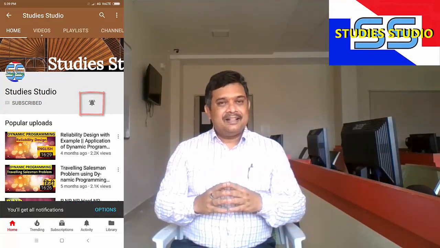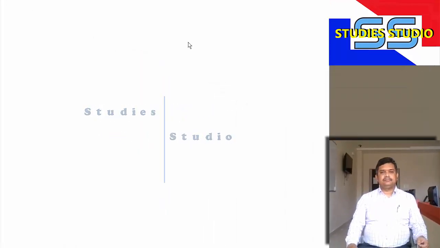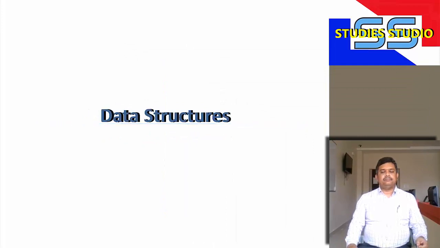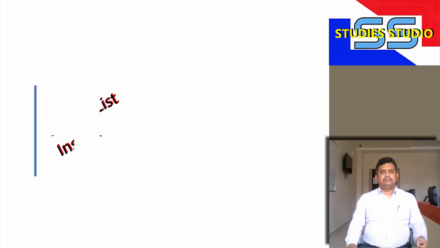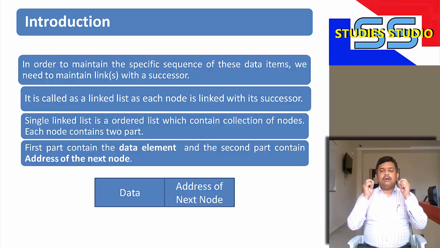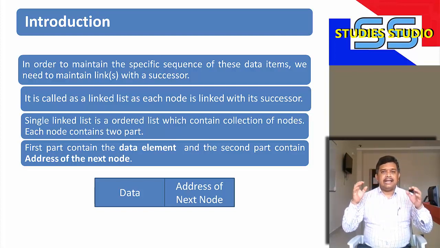So let us start insertion of node in a singly linked list. I hope you have seen my previous video where I told about how to create a linked list and how to traverse. To refresh it, in order to maintain a specific sequence of data items, we need to maintain the links with the successor. It is called a linked list as each node is linked with its successor.